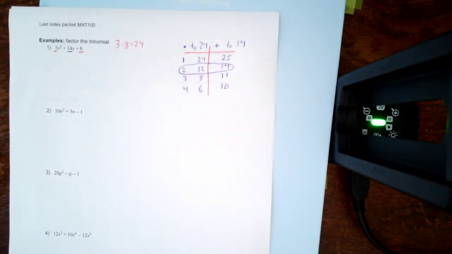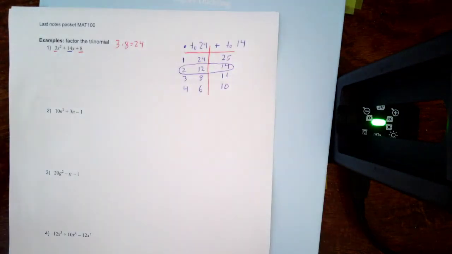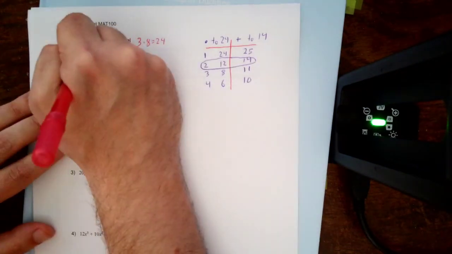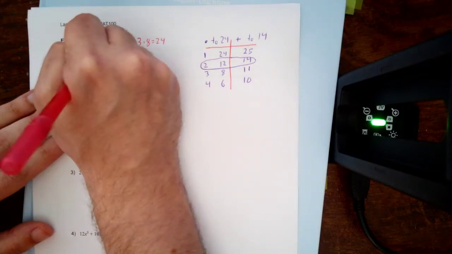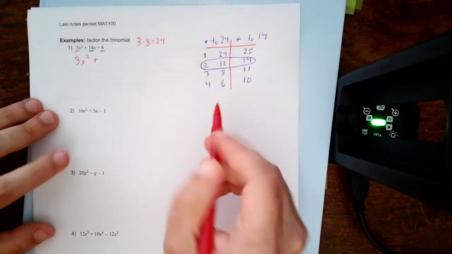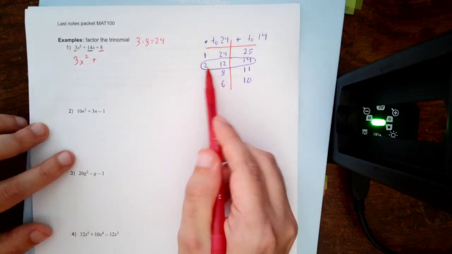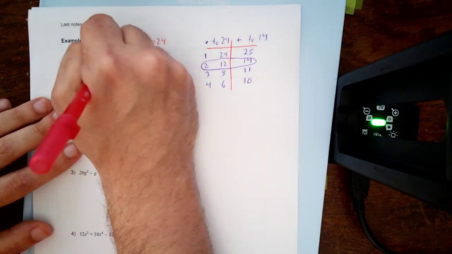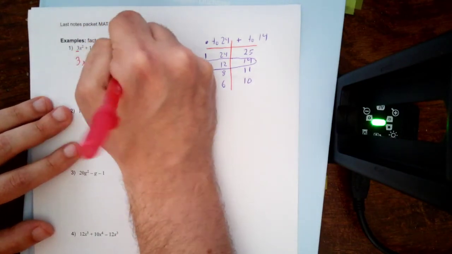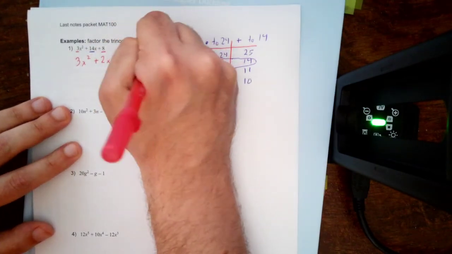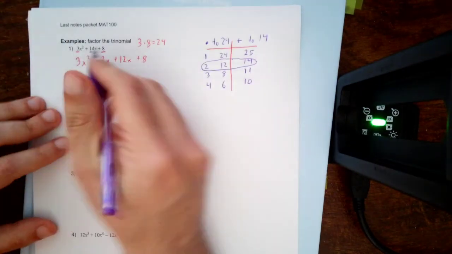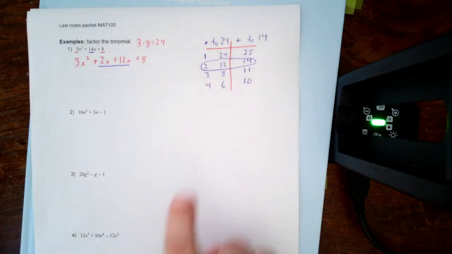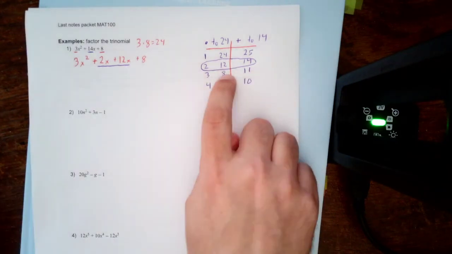Now, what we're going to do with this is split our trinomial from 3 terms into 4 terms. I'm going to write 3x squared plus. Now, I am going to use these two numbers here to rewrite the middle part of this trinomial. I'm going to write 2x plus 12x plus 8. Notice I split the 14x into 2 different terms, 2x and 12x.